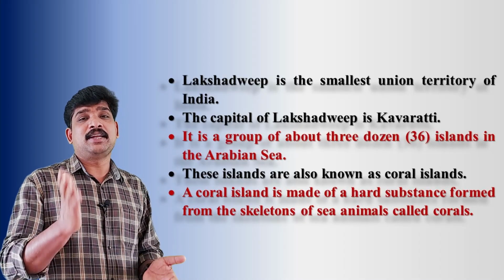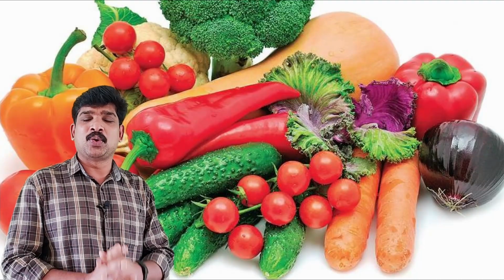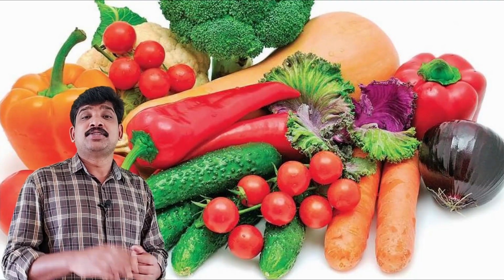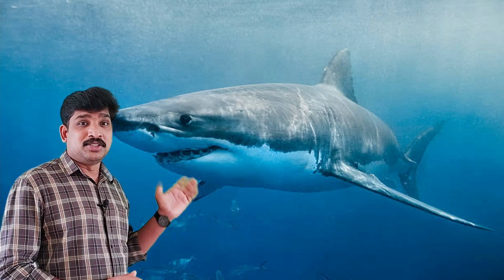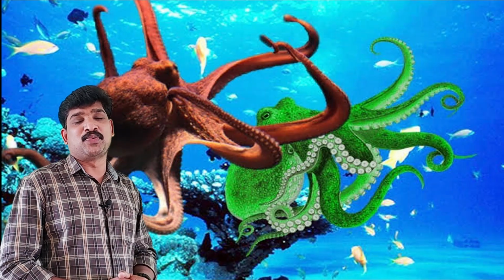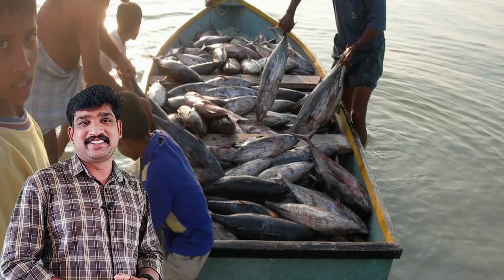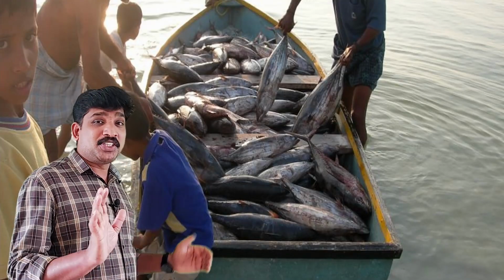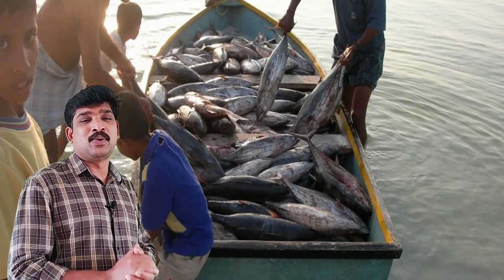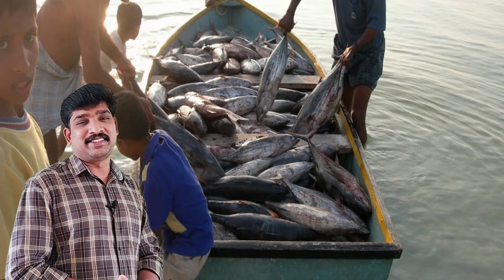Lakshadweep has sandy soil, and that's why banyan tree, tamarind tree and tropical almonds are the trees that are grown here in these Lakshadweep Islands. Not only that, bananas, millets and some vegetables are also grown here. Sea animals like sharks, tuna and octopus are also found here. And fishing is the most important occupation of the people who live in these Lakshadweep Islands.